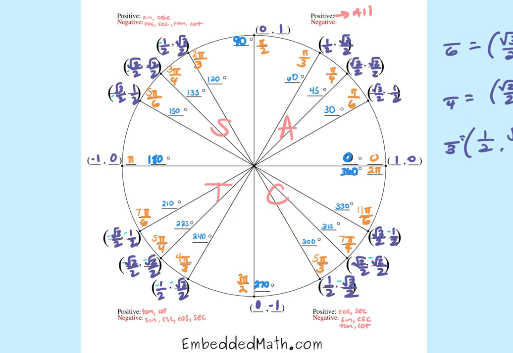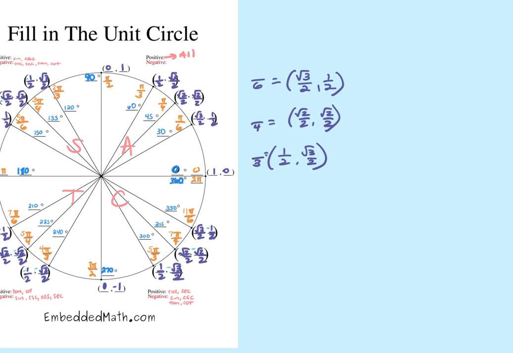Questions? How do you get square root 3 over 2? Where does that come from? So these are all from your right triangles. Like if I had a 30, 60, 90 triangle, this would be 1, this would be root 3, this would be 2, right?